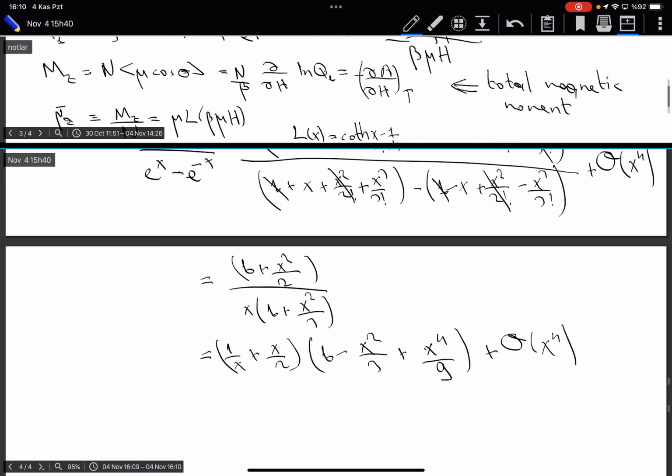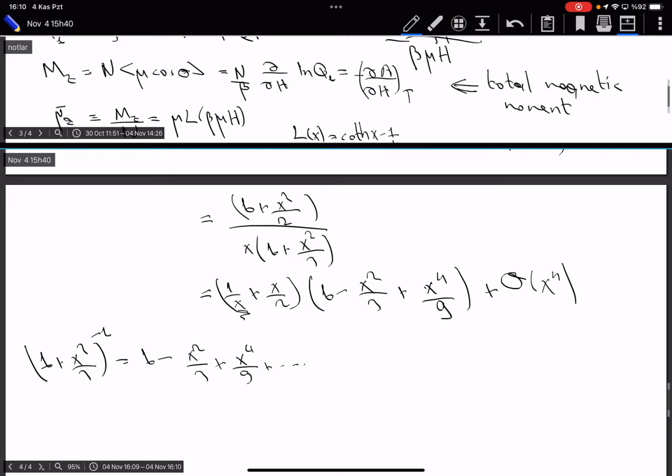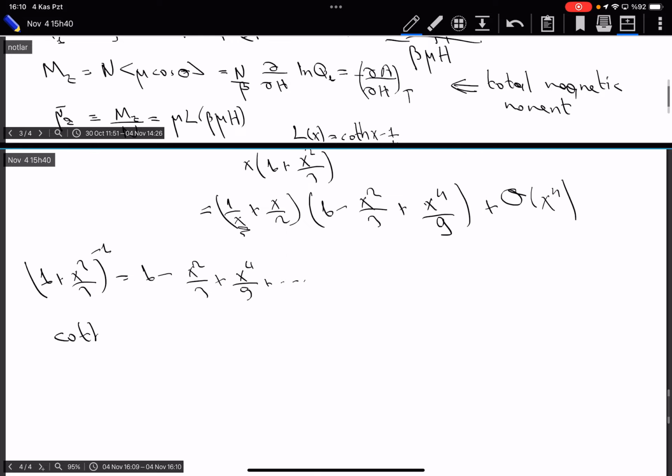Yeah, let me add that one. I'm expanding 1 over 1 plus x squared over 3 to the power minus 1. This is 1 minus x squared over 3 plus x to the 4 over 9 plus higher order terms. Well, I'm adding that term because of this 1 over x, because that x to the 4 term is an x cubed correction. So cotangent hyperbolic x is 1 minus x over 3 plus x cubed over 9.